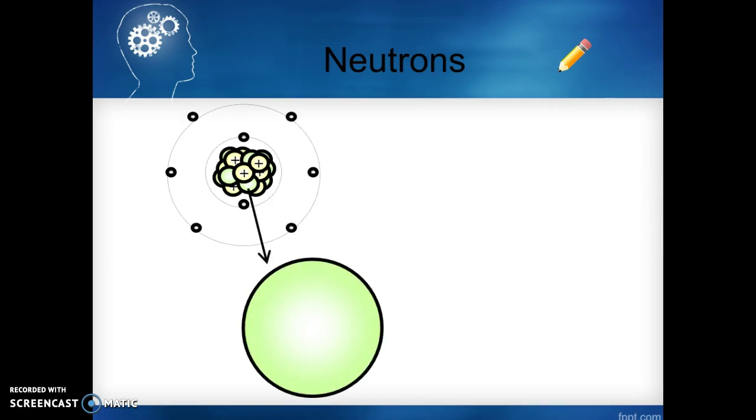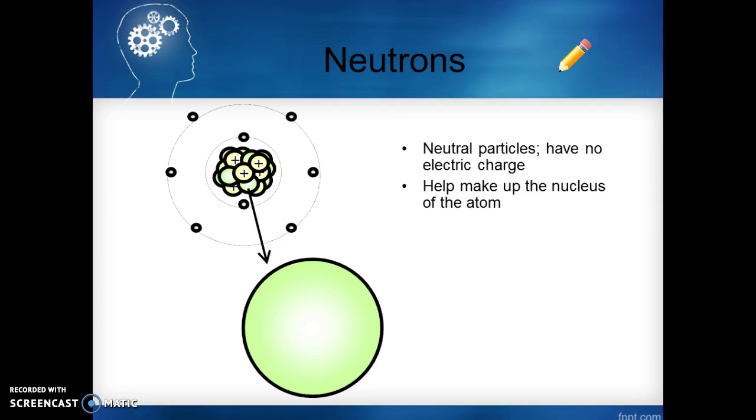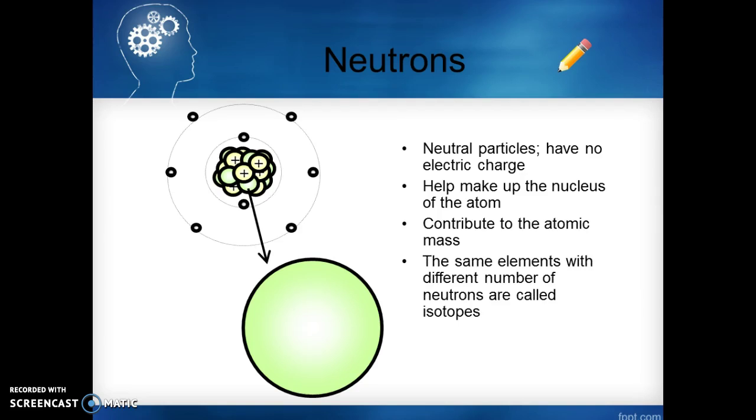Neutrons. Neutrons are neutral particles, which means they have no electric charge. They help make up the nucleus of the atom. They contribute to the atomic mass. The same elements with different number of neutrons are called isotopes. Because neutrons do not have a charge, you may find some elements that have neutrons of different numbers. And those different numbered neutrons in those elements are called isotopes of that element.